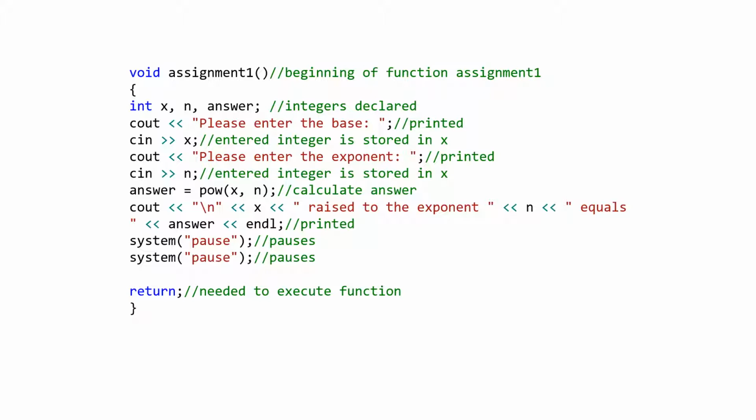Then the function will compute the answer by doing x to the nth power, and out on the screen it will print x raised to the exponent n equals the answer. And then system pause, that's to make sure that the user has enough time to read the program.